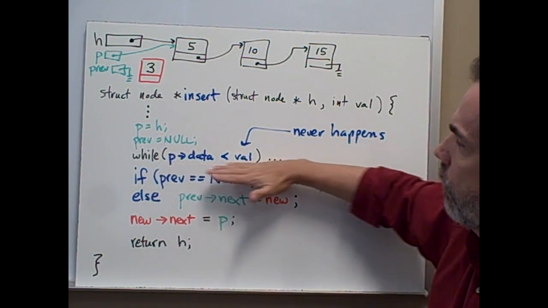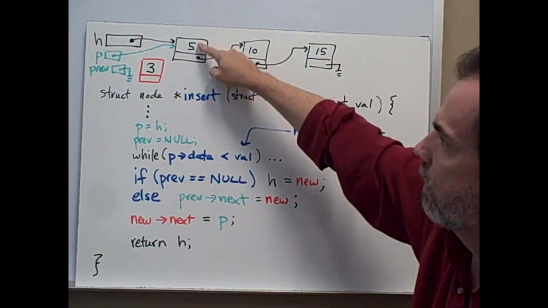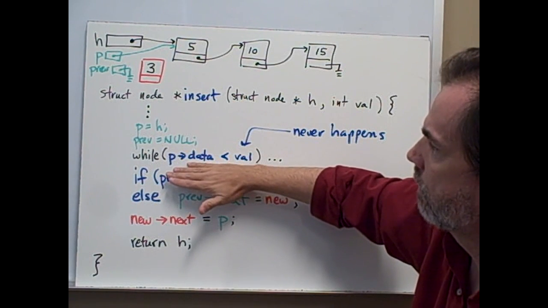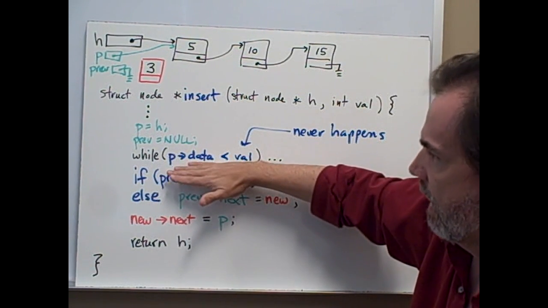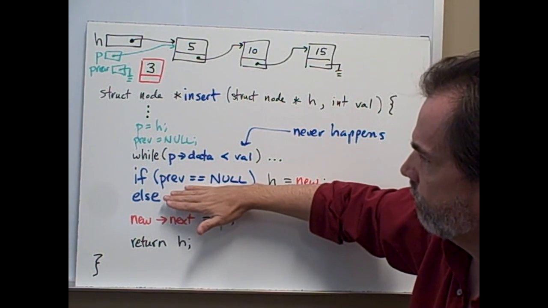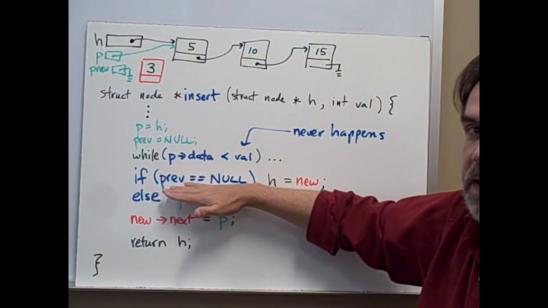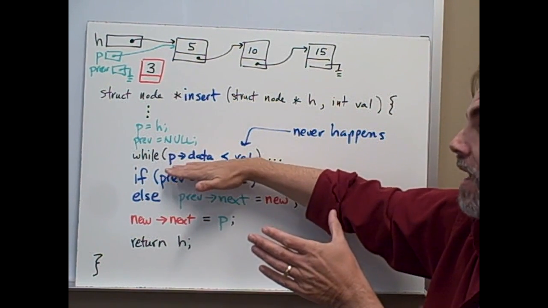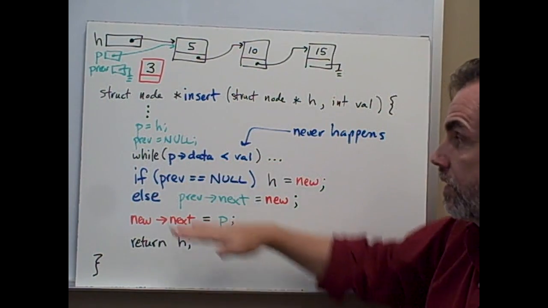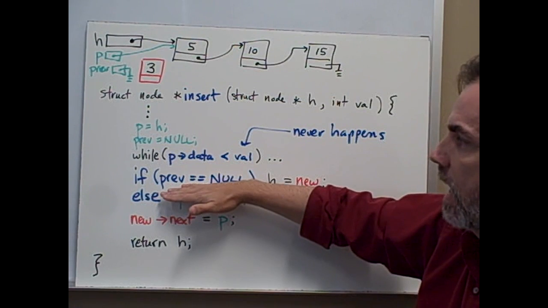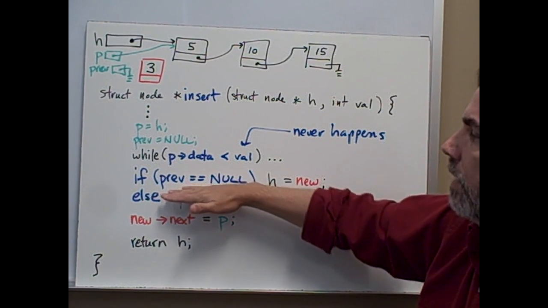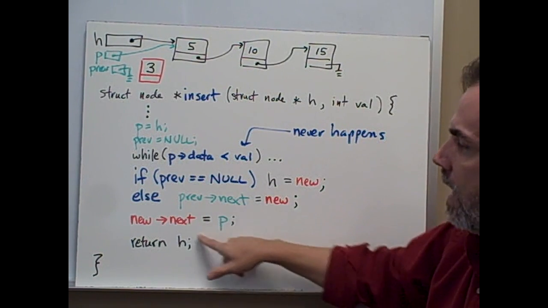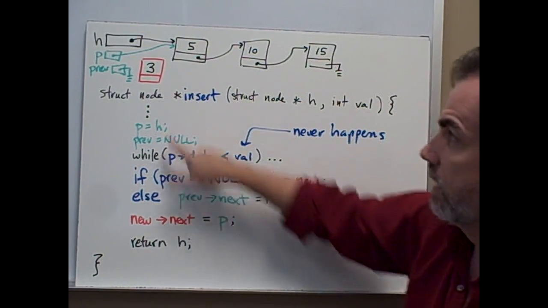If we've gone through this loop, we found something where P's value is greater than new's value. Okay? If we're done with that loop and we see that prev is equal to null, that means we didn't move P at all. And that means that the thing that matched here was the first thing in the list. So this is how we detect this special case of inserting at the head of the list. H equals new, otherwise prev next equals new. And in either case, we do new next equals P.